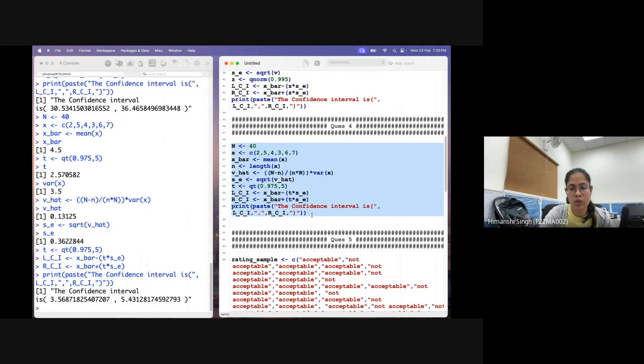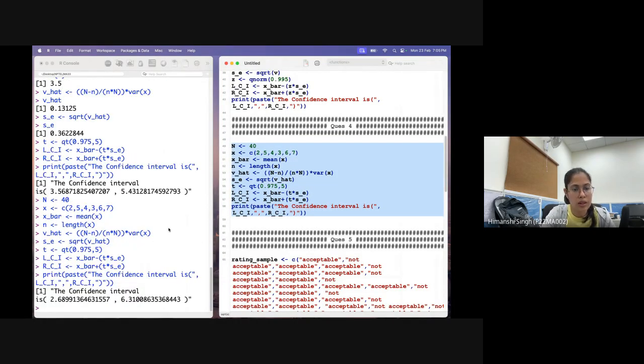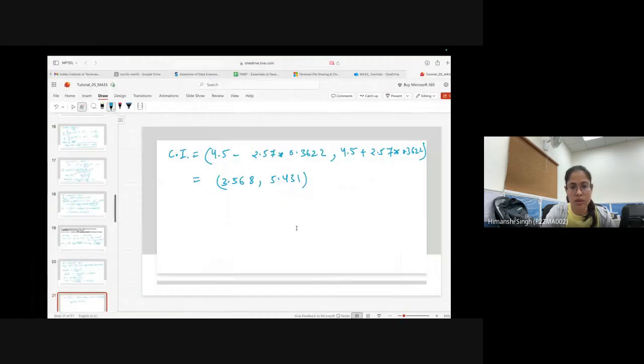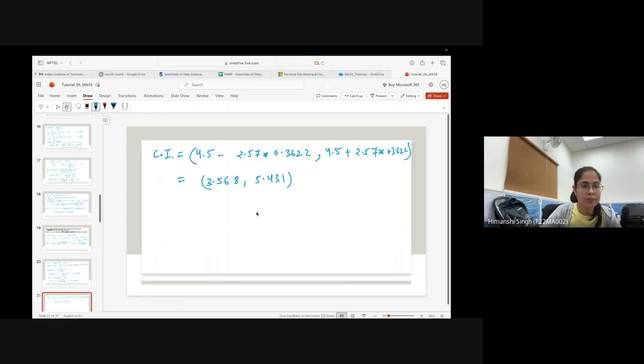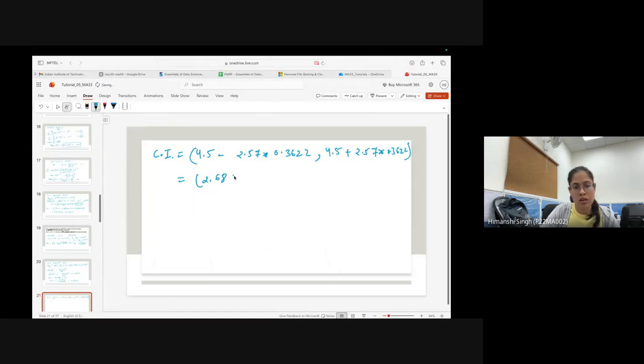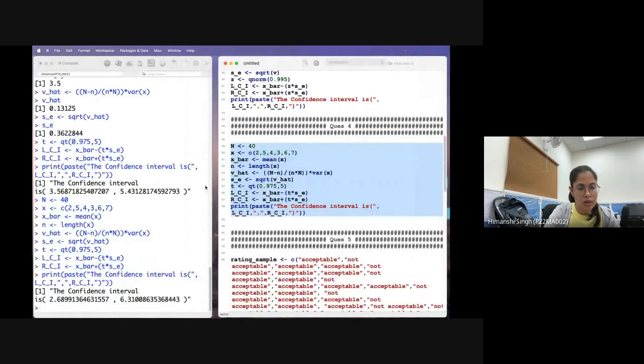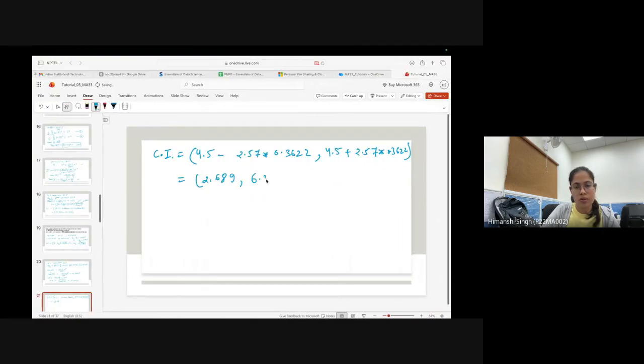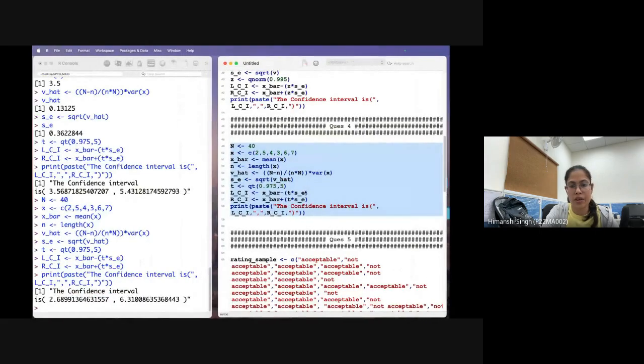Here I can run the whole thing and I can get, okay, sorry, there is some mistake. If I run the whole thing, actually some of the variables were assigned a different value from the previous command. That's why I'm getting a different one. So this is not correct. Let me correct it. Okay, so it is coming out to be 2.689 and 6.310, because previously some variable was assigned a different value.